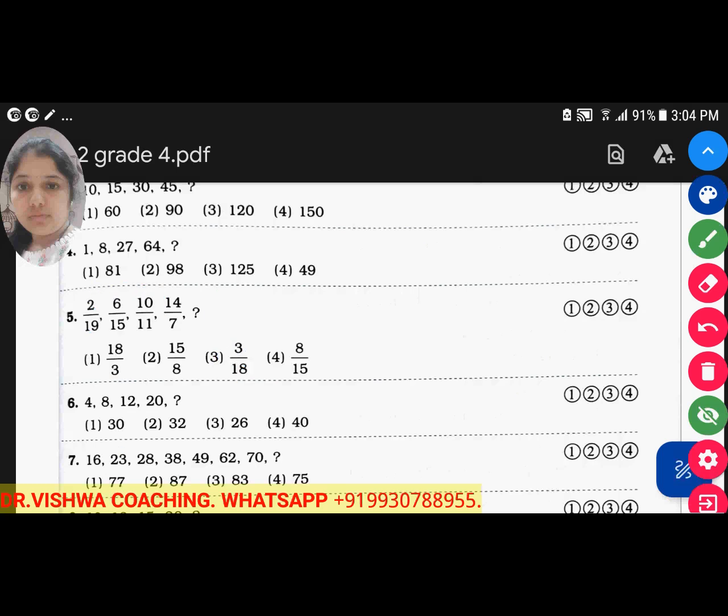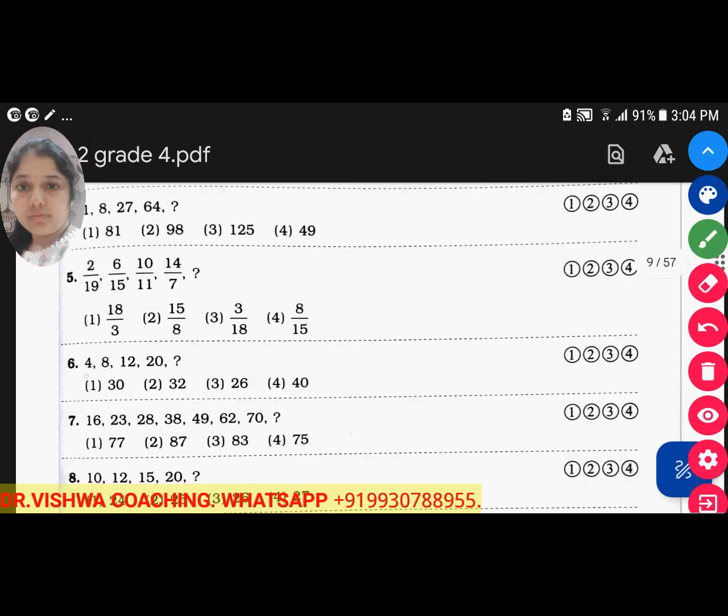So 18/3 is the correct answer. Now 4, 8, 12, 20. Now you have to find out the next number in the series. If you look carefully, 4 plus 8 becomes 12, 12 plus 8 becomes 20, 20 plus 12 becomes 32. So 32 is the next number in the given series.